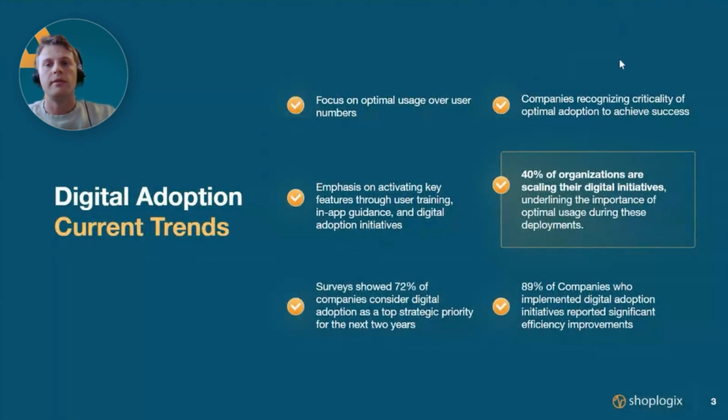I'll now share a little information around some of the research we've seen on the topic of digital adoption as a whole, around the general software industry. A common theme you're starting to see is a lot more organizations focusing on optimal usage rather than just user numbers. User adoption is an important metric and a good indicator of some level of adoption of a system. But a lot of companies are realizing it's more critical to focus on using a system optimally and activating its key features to drive the success of that software implementation, rather than just maximizing the number of users in the system.